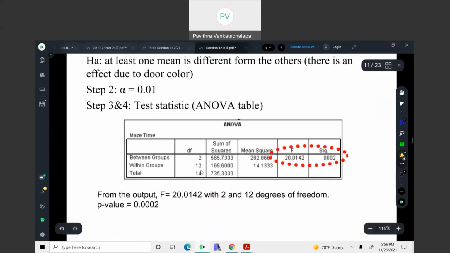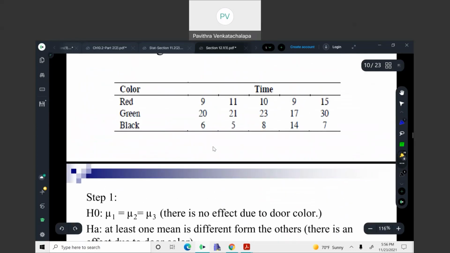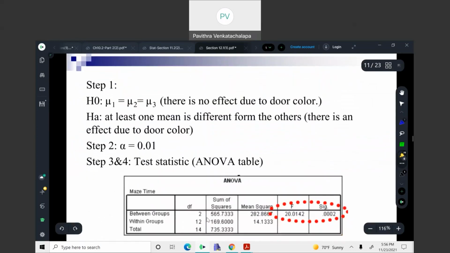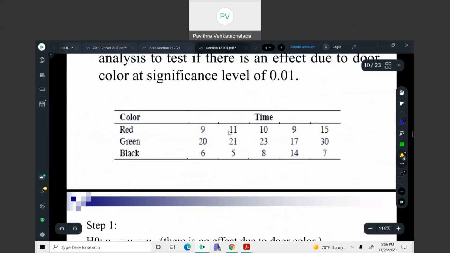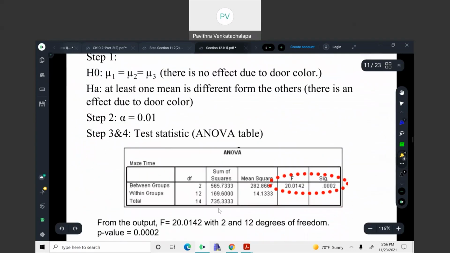Now the answers which are mentioned here are wrong. Do not consider this answer. Now DF for between groups will be this 1, 2, 3, 4, 5. 5 minus 1 is 4. This is not 2, it has to be 4. Now, how to find DF within group?